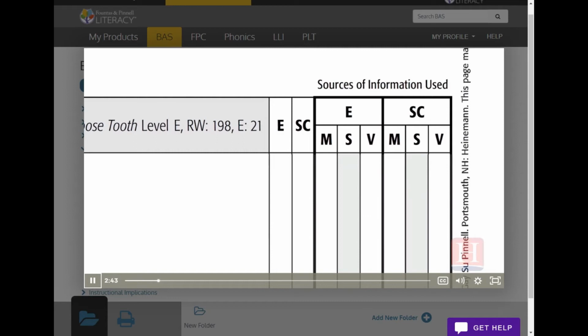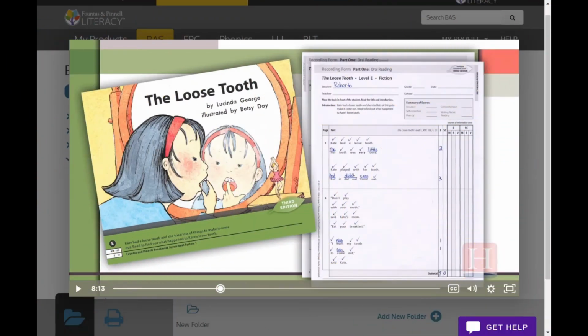In preparation for the analysis of each error the reader made, write an M in the M column, an S in the S column, and a V in the V column. Now let's determine whether an error was made based on meaning, structure, or visual information.